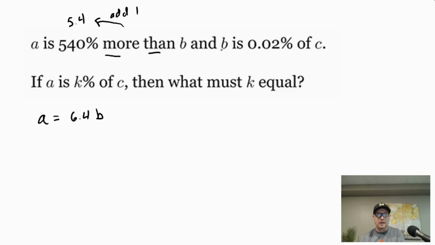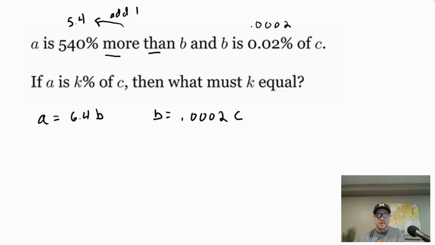And for the second part, B is, so B equals 0.02%, so we have to make this a decimal, so that would be 0.0002 of C, so times C. All right, so we have a system of equations. We actually have 3 unknowns at this point, so we need to do more work here.